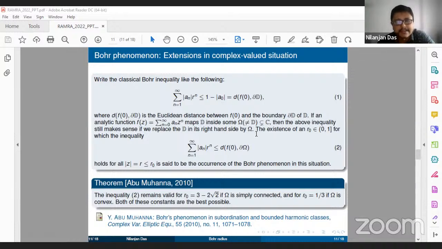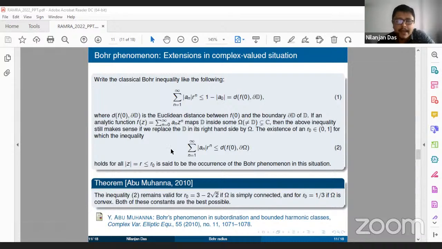So in this case, the existence of an r naught belonging to (0, 1) for which the inequality, the sum over n from 1 to infinity of mod a n r to the power n, is less than or equal to the Euclidean distance between f of 0 and the boundary of omega, holds for all mod z less than or equal to r naught, will be said to be the occurrence of the Bohr phenomenon for functions which map D inside some general domain omega, which is not necessarily D.